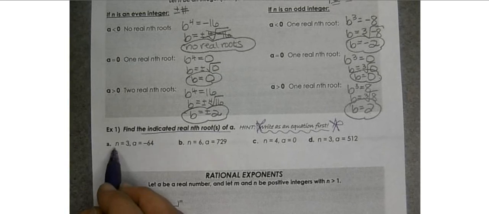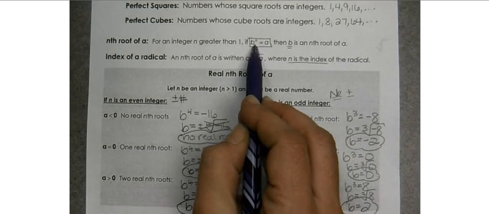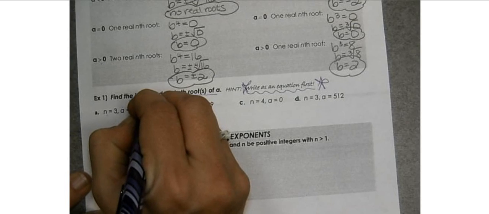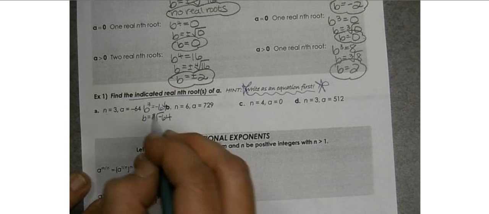So in letter A, if I have n equals 3 and A equals -64, we're going to put that into this equation right here, b to the nth equals A. And so I would think about that as b to the third equals -64. Then you would think about taking the cube root of -64. Because it's odd, we only have one root. And so we would end up with -4. So our answer is -4.